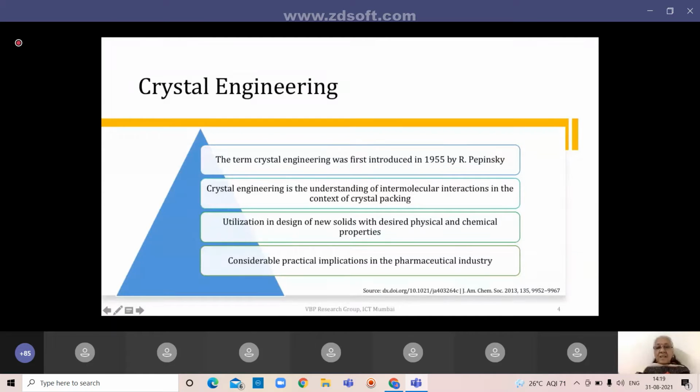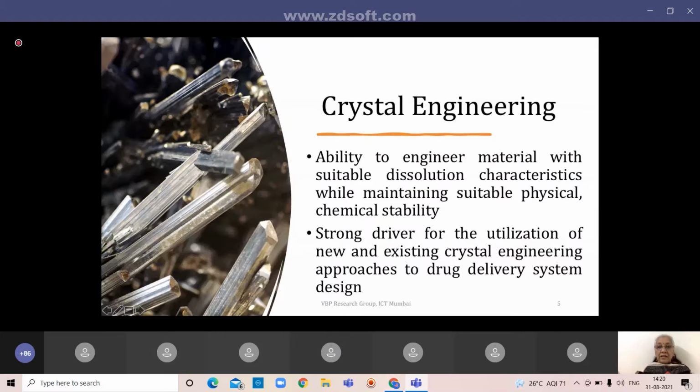So obviously, in pharmaceuticals, we are utilizing crystal engineering for designing newer solids which will have desired physical and chemical properties. When we talk about desired physical and chemical properties, on one hand, we want these structures, our APIs, our excipients, in case we are forming co-crystals, all of them to be stable. And of course, on the other side, we want the desired properties in form of, say, having low melting points so that they can be soluble, they be thermodynamically stable, and yet give us the required solubility, bioavailability, and so on. So definitely, this has considerable practical implications in the pharmaceutical industry.